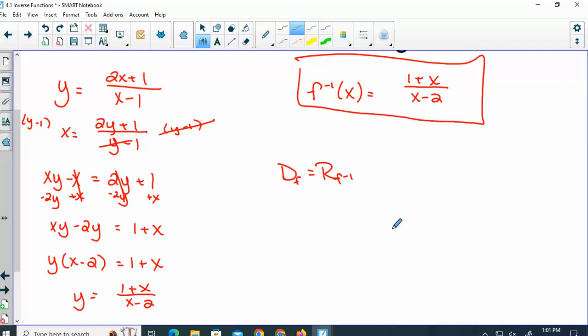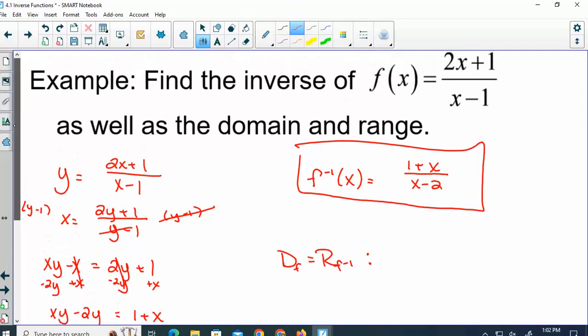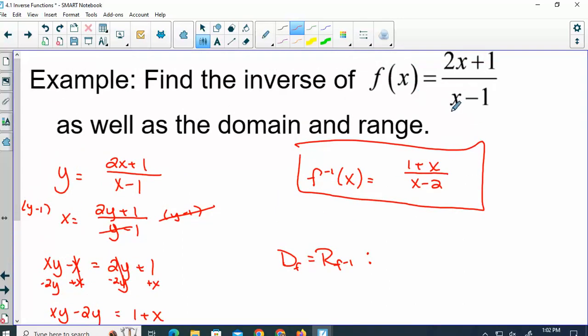So if I ask for domains and ranges, please make sure you're putting subscripts on there. Don't just say D equals F or D equals R. I need to know it's the domain of the original function is equal to the range of the inverse. So if I look back at my original problem, what could x not be? One. The original couldn't be one. So that would be negative infinity to one, union one to infinity.